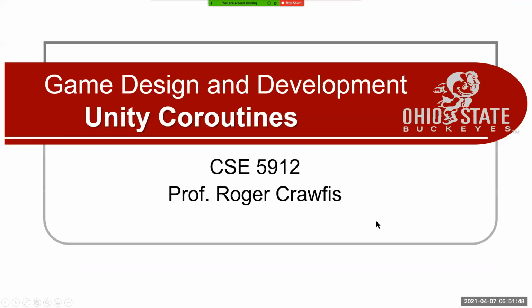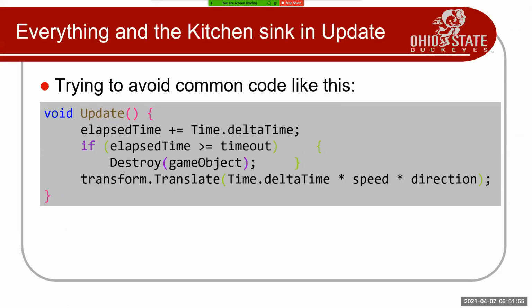The way to do this is going to be using the concept of coroutines, in particular Unity coroutines. Again, the problem we're trying to deal with is simplifying code. So we have state machines. A lot of times you'll have this checking for time all the time. Do I want to wait for something? So here's a delayed destroy. I'm going to keep looking at my elapsed time. When it gets to a certain threshold, then I'll destroy the game object. Otherwise, I'm just going to move my object.